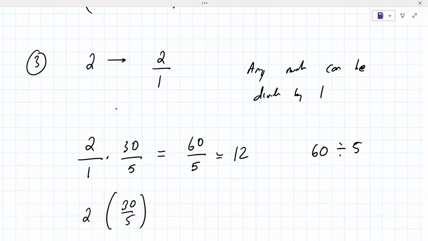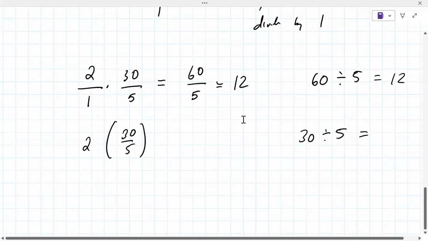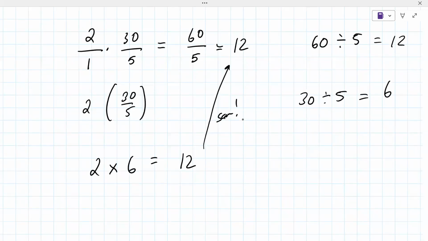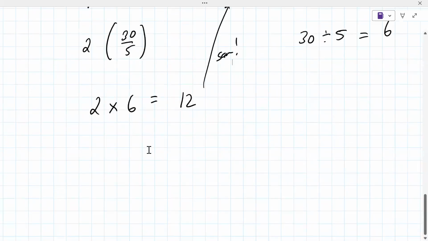Now, what if you pre-reduce to start? What's 30 divided by 5? It would be, sorry, 6. So 6. 2 times 6 is 12. So yeah, these are the same. Now it doesn't always work out like that, but it could. So let's say it's 3 times 42 over 7.